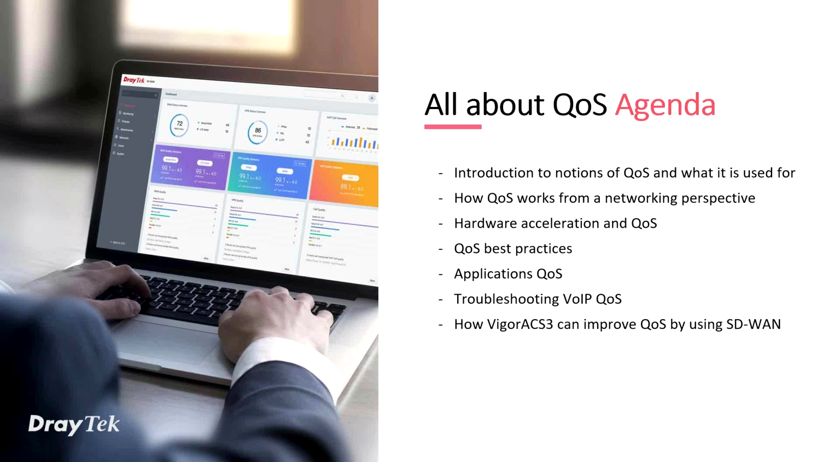So we'll look at that, and then we'll have a section on troubleshooting some stuff with QoS and VoIP, and also look at VigorACS to see how it can improve QoS using SD-WAN. So that's, I think, enough from me. I'll now pass over to Mihai, and he can take you through the webinar. Thank you.